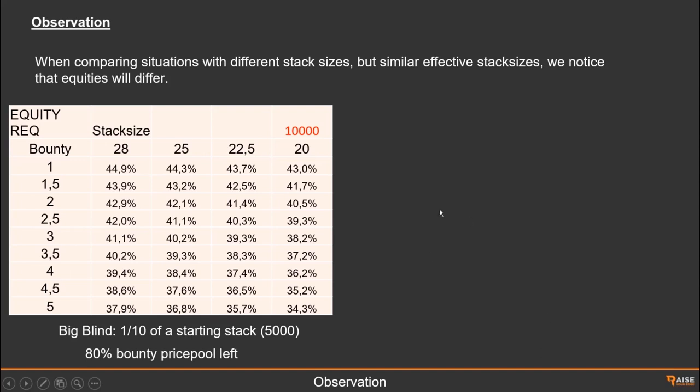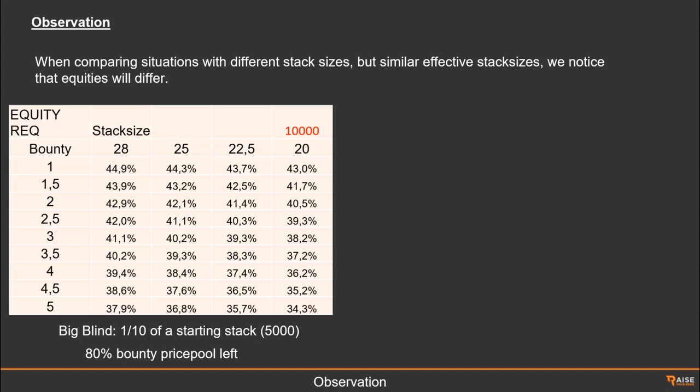In this table, you can see in this column the bounty, and in this line here the effective stack sizes. And the big blind in this case should be 1/10 of a starting stack. If we take the PokerStars starting stack 5000 for example, then the big blind would be 500, then the small blind would be 250, and the ante would be 60.